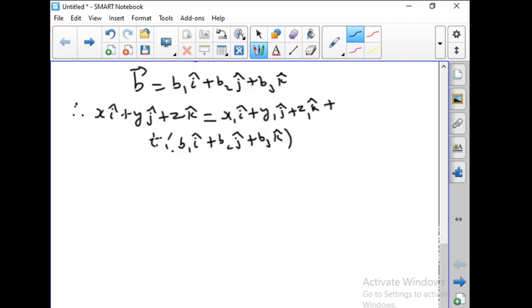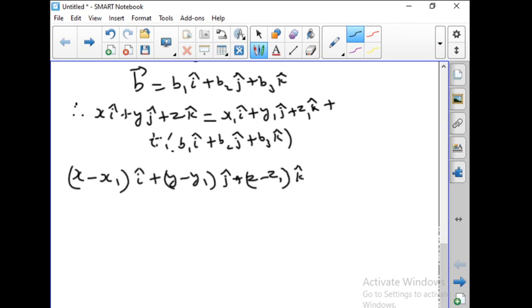So, now we can take the first term from the right hand side to the left hand side. So, it can be written as x minus x1 into i cap plus y minus y1 into j cap plus z minus z1 into k cap is equal to t into b1 i cap plus b2 j cap plus b3 k cap.